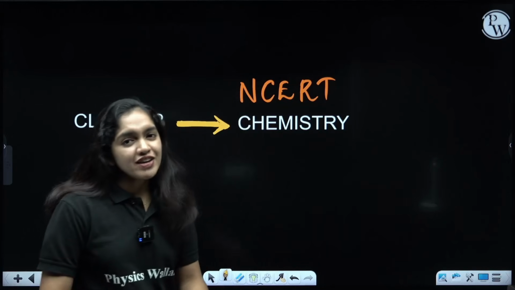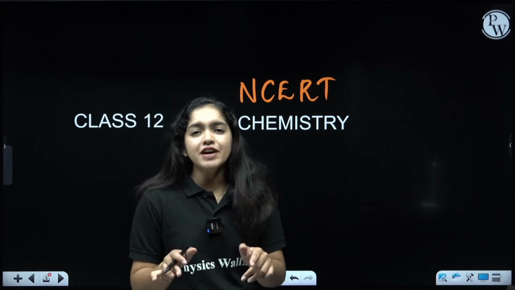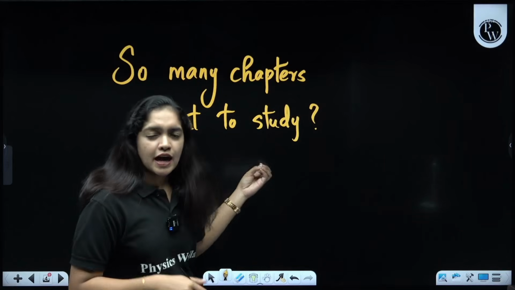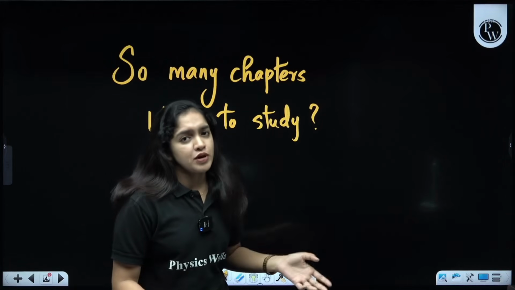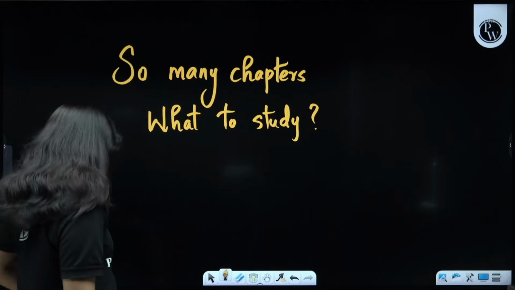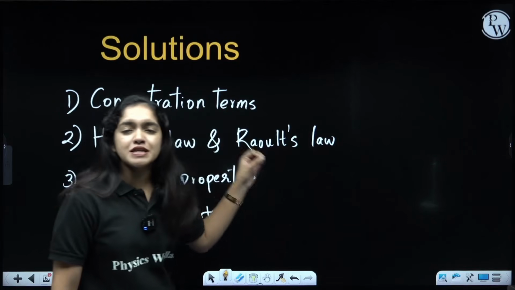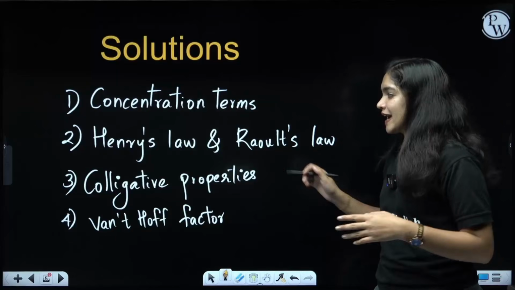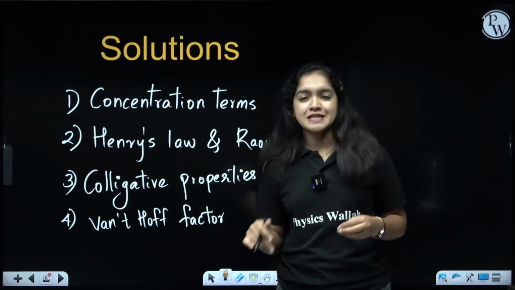Okay, so we have a total of 10 chapters, and still we are worried about what to study and which reactions we need to give more importance to, right? So we are going to the first chapter, that is the Solutions chapter. From the Solutions chapter, we need to give importance to these topics: the concentration terms, Henry's law, Raoult's law, colligative properties, and the Van't Hoff factor.